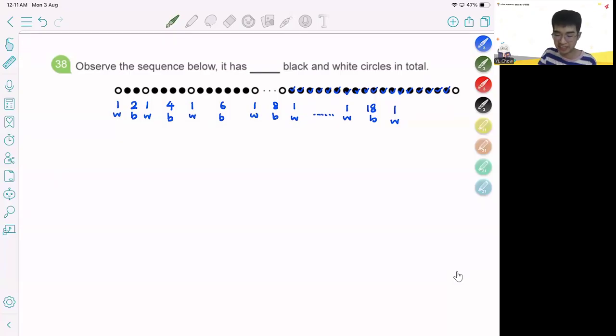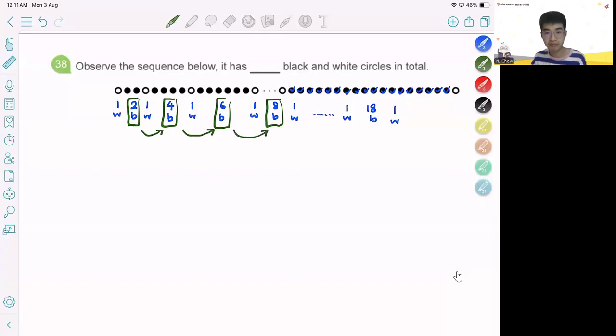Now observe the black circles. The first time it appears, there are two of them, then four of them, then six of them, then eight of them, and so on and so forth. Do you realize that there's a pattern in the number of black circles? That's always plus two, plus two, plus two, all the way to the end where I have 18 black. So the number of black circles in each segment is forming an arithmetic sequence with a common difference of 2.